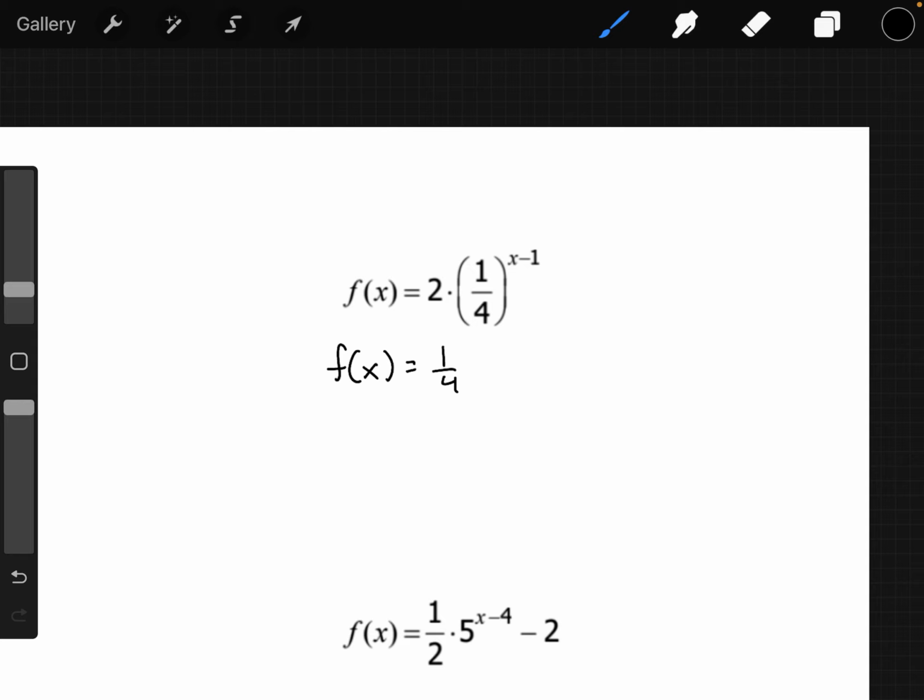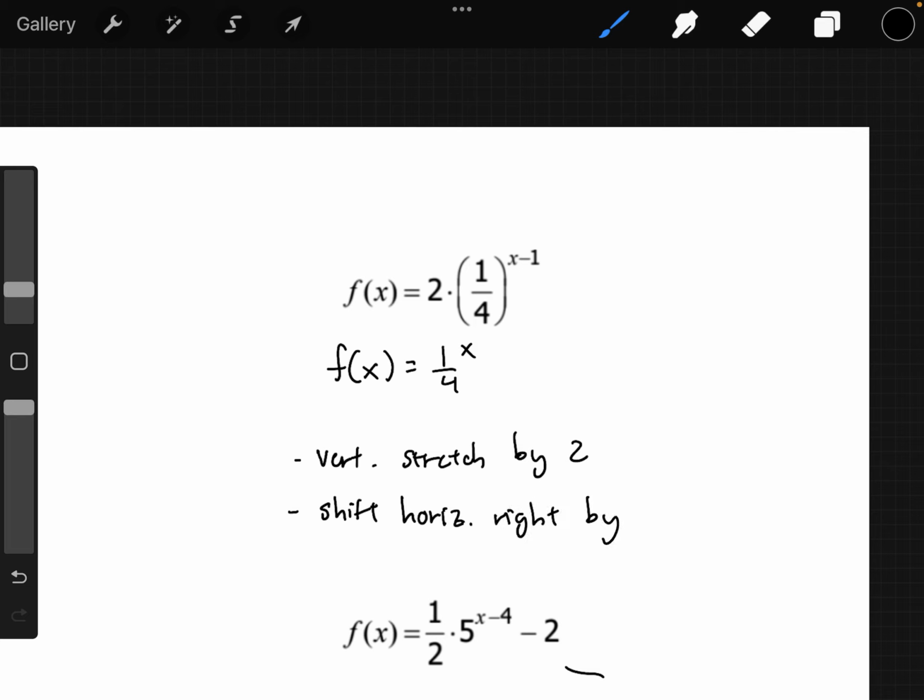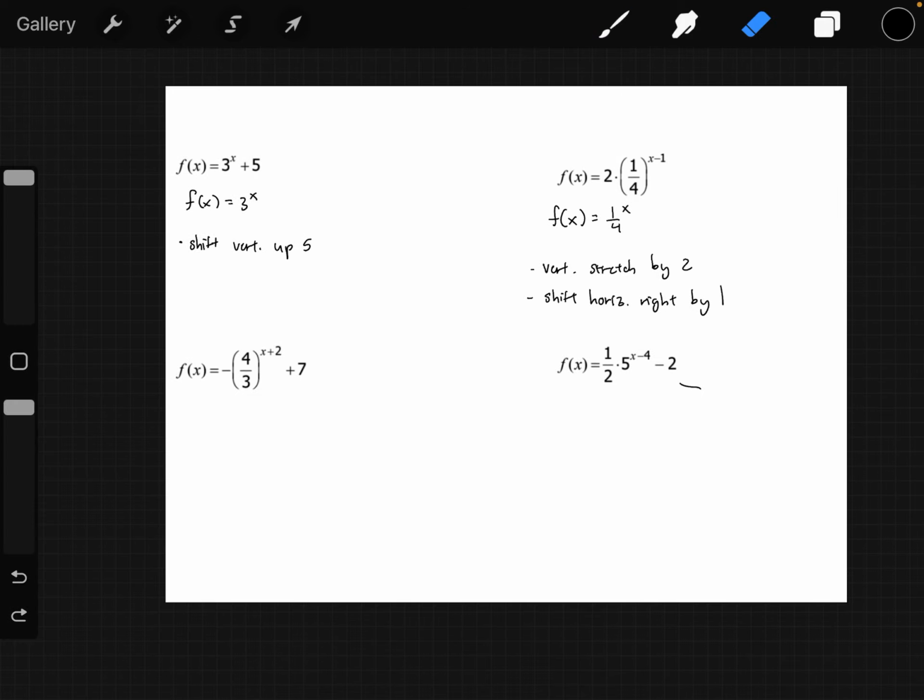The parent function is f of x equals 1/4 to the power of x. We see that there's a vertical stretch by 2, indicated by this a value, and a shift horizontally to the right by 1. That's indicated by this h value here.